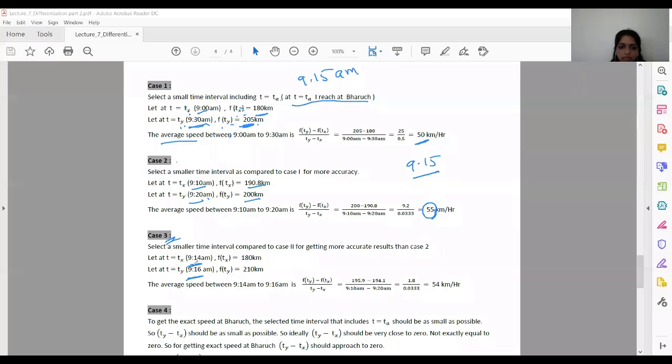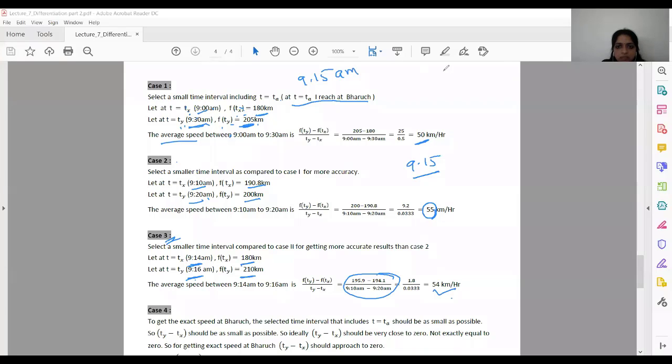Okay, so at 9.14 total covered distance is 180, and at 9.16 total covered distance is 20. There are some mistakes in the values, but the answer is right. So by substituting all the values we get 54.